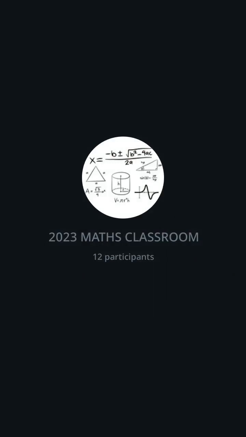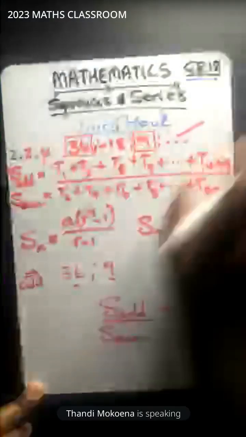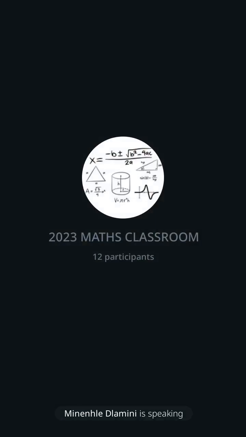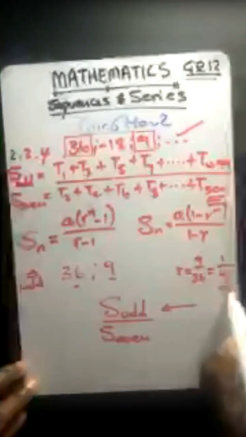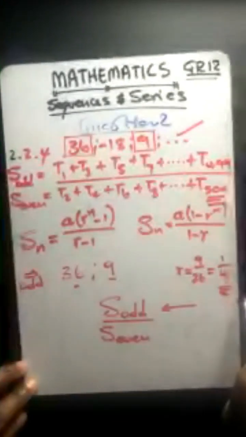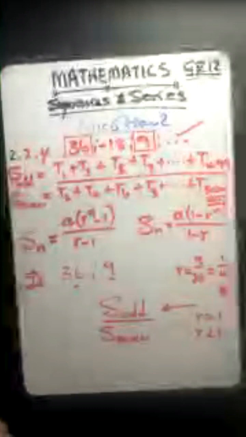Yeah, this question I thought it was easy, but it's not. It's 1 over 4. Yes, it's 1 over 4. So that's why you ask yourself a question: this 1 over 4, is it greater than 1 or is it less than 1? Obviously, it's less than 1.